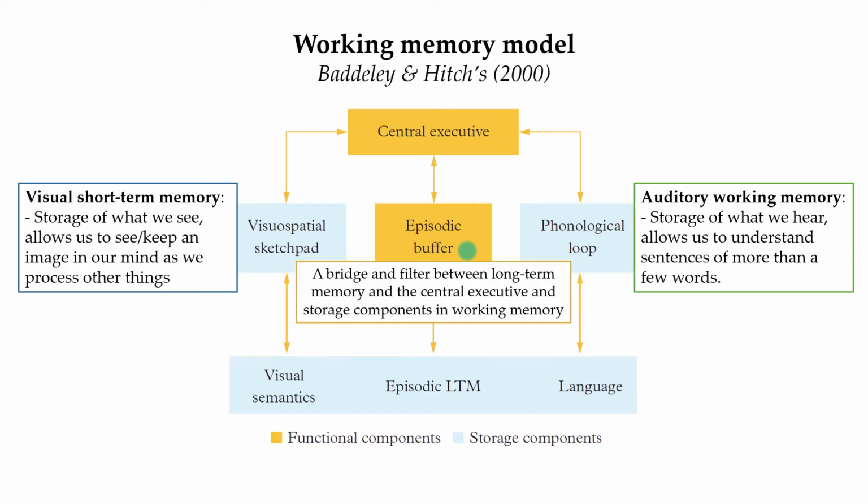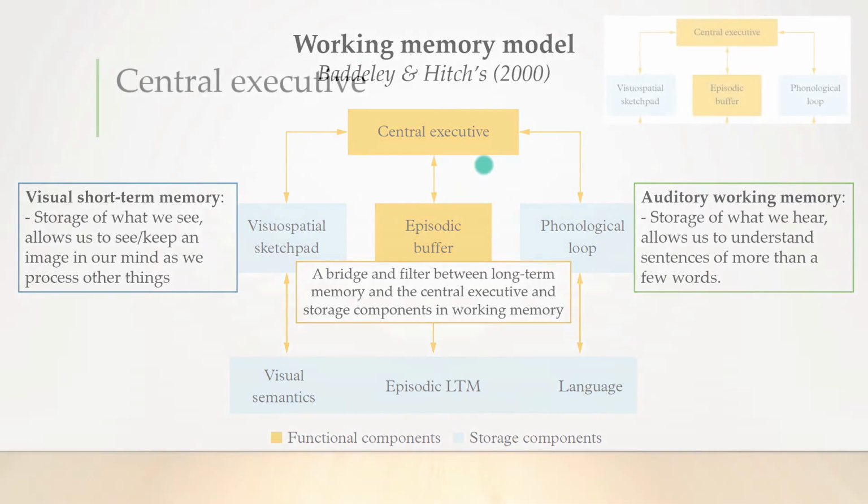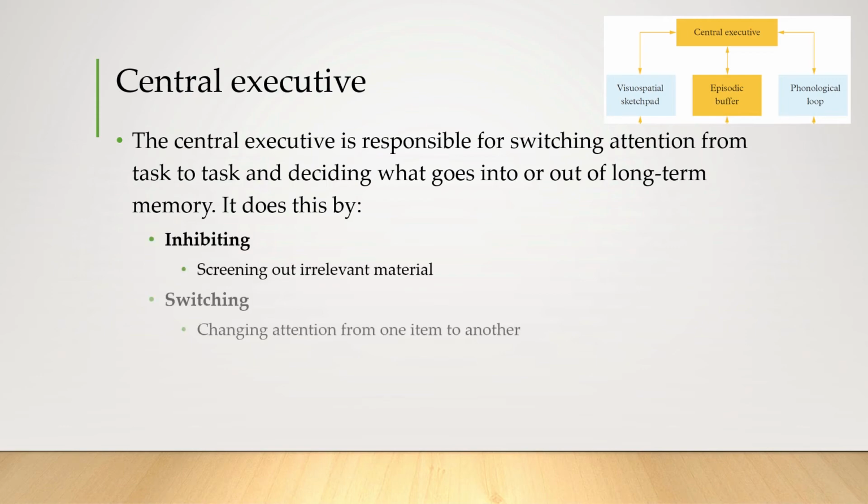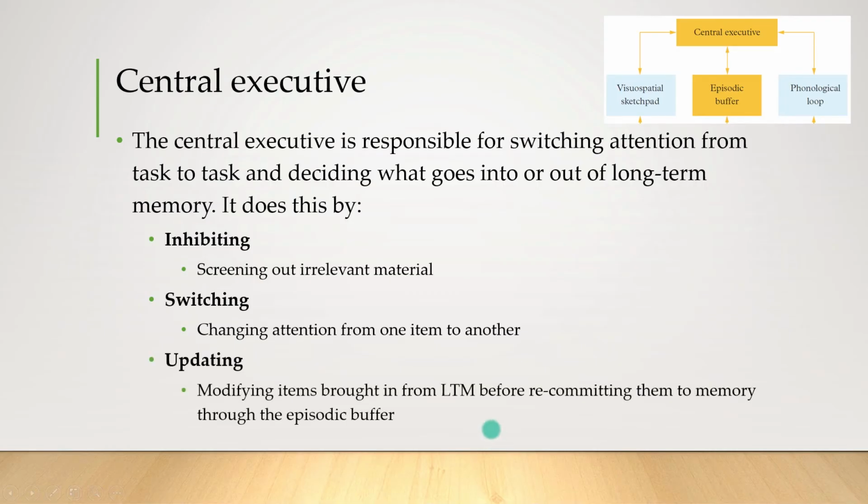And of course, you may have noticed all of this is being controlled by the central executive. What is the central executive? Well, it is responsible for switching attention from task to task and basically doing the big job of deciding what goes into or out of long-term memory. It does this through a few ways. One, by inhibiting, so by screening out irrelevant material. Two, by switching, so moving attention from one thing to another. And finally by updating, so modifying items that have been brought into working memory from long-term memory, before then perhaps recommitting it back to memory through the episodic buffer. So the central executive is like the big shot. It makes big decisions about what happens within working memory.